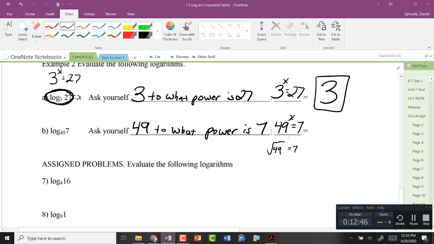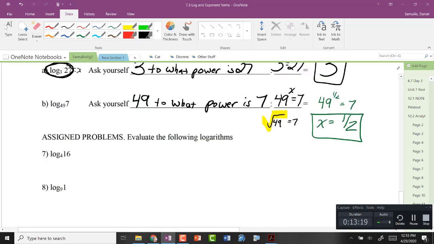What is the square root as a radical? See, this is why we did this last chapter. Or, excuse me, what is the square root as an exponent? Hopefully you would recognize that as an exponent, that's a half. So 49 to the 1/2 power is 7. That's the answer. That's what log base 49 of 7 is. It's 1/2.